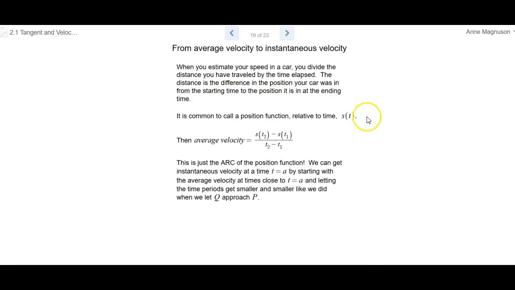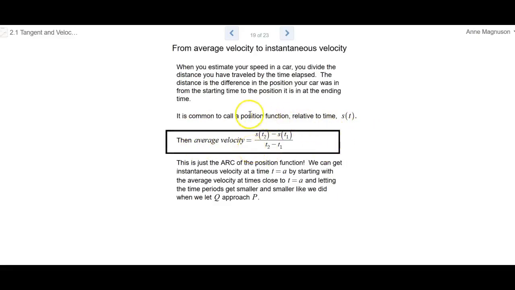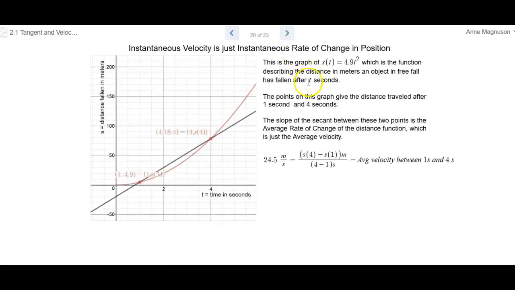So in this class, what we're going to do is look at the average velocity turning into the instantaneous velocity of a position function relative to time. It's common to call a position or distance function S, and then the independent variable is t. This graph is the graph of a position function, the function 4.9t squared, which describes the distance an object in free fall has fallen after t seconds, so the distance in meters.